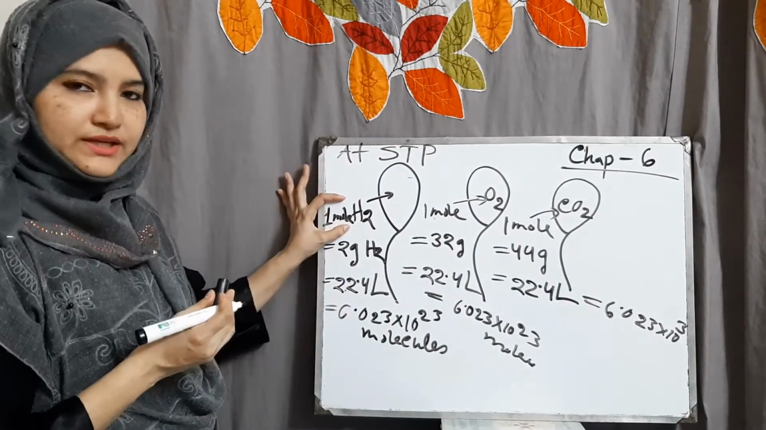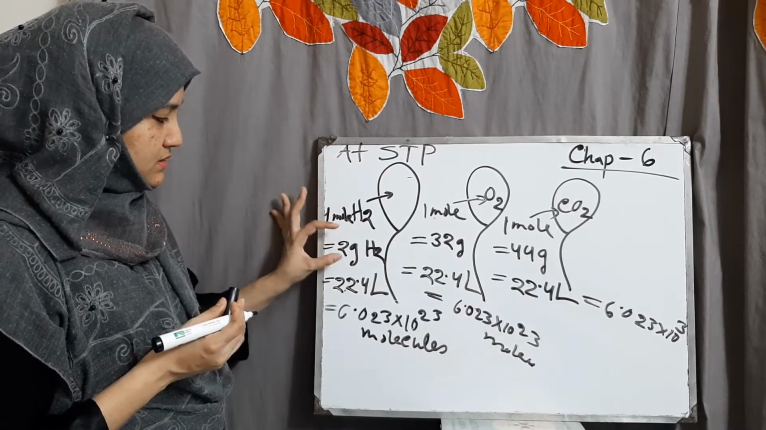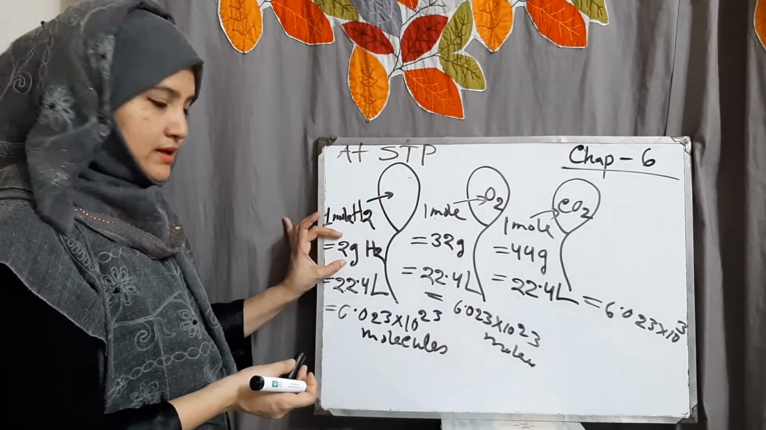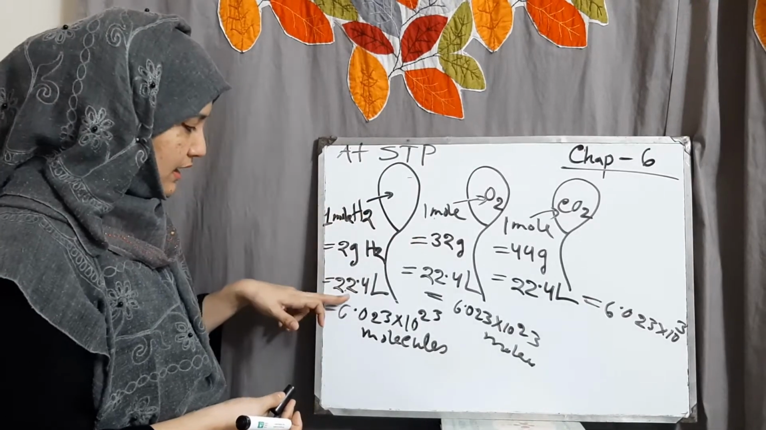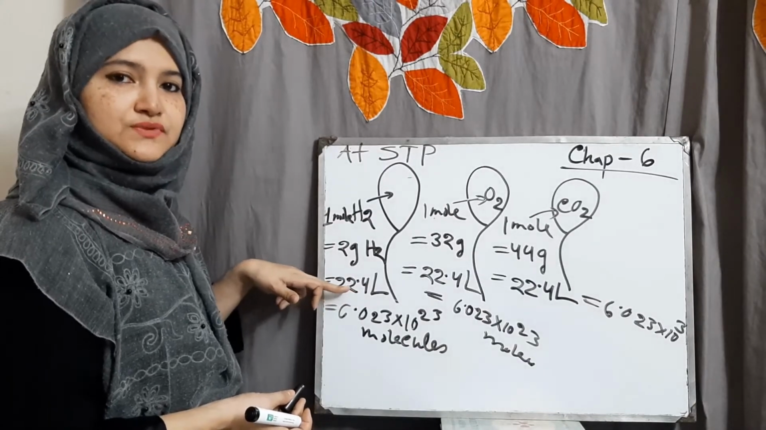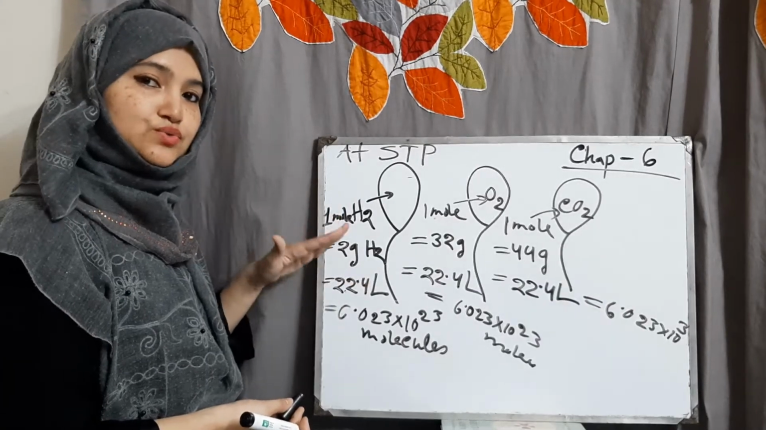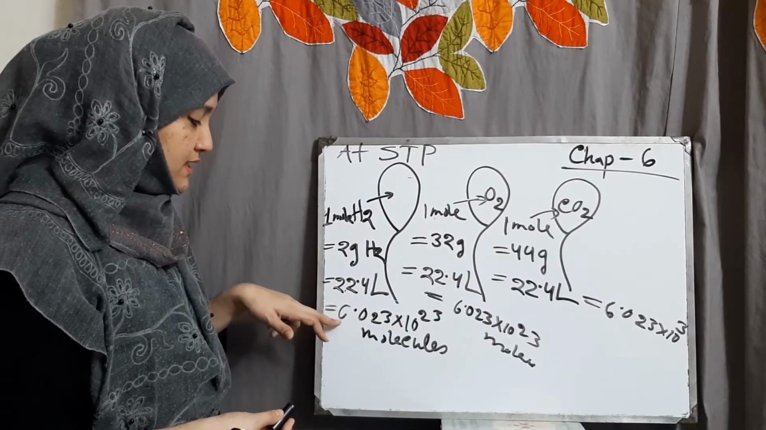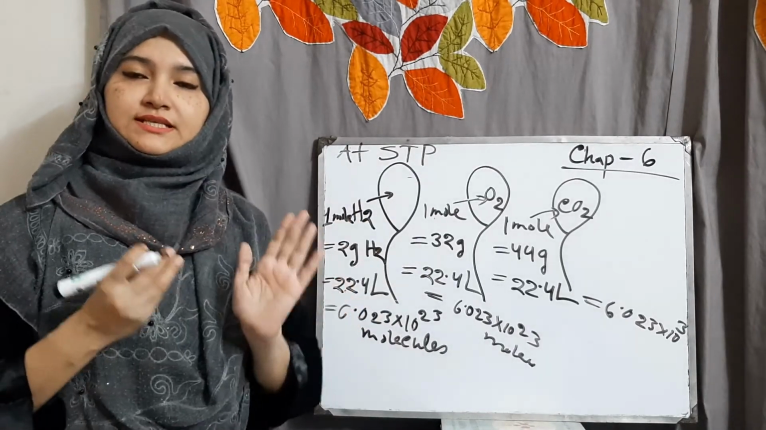Take the example of 1 mole of any gas. It contains the gram molecular mass in gram unit, and this mass takes the molar volume, which is 22.4 liter, and in 22.4 liter, that means in molar volume at STP, 6.023 into 10 to the power 23 molecules of gas are present.